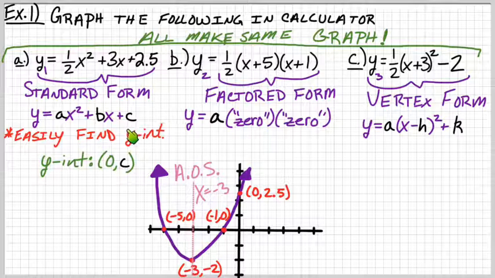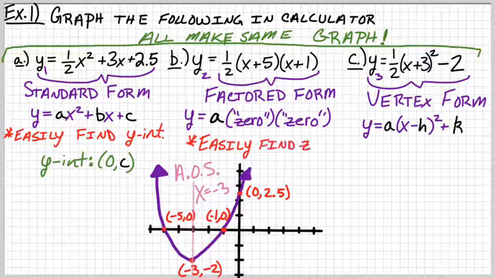So that's one of the perks of standard form. It's not easy to find the zeros, though, necessarily, and it's really not easy to find the vertex. So what about factored form? Well, obviously, right away you look at it and know what the zeros are. So that's one of the perks of factored form. You can easily find the zeros. They're kind of staring you in the face. You just solve each one at 0, and you've got your answers.